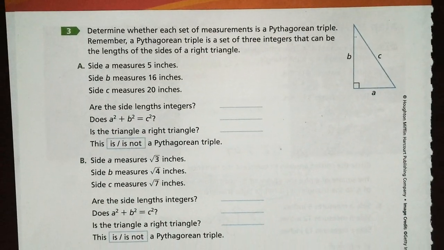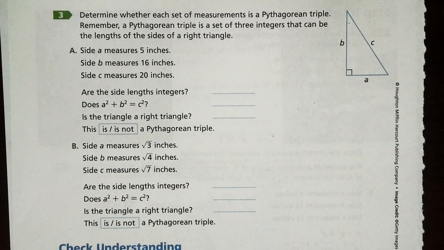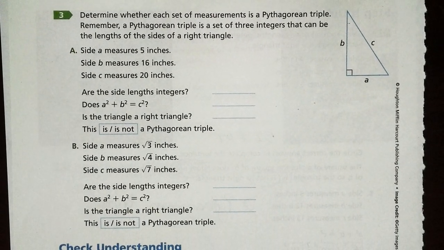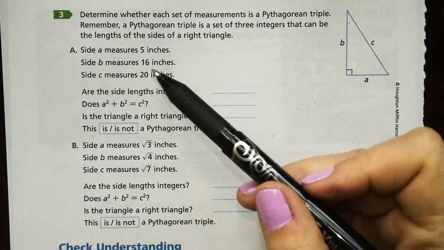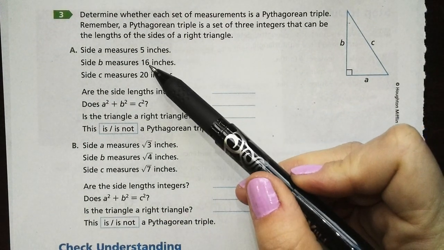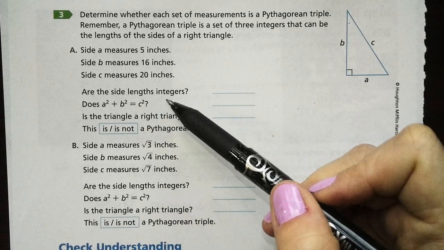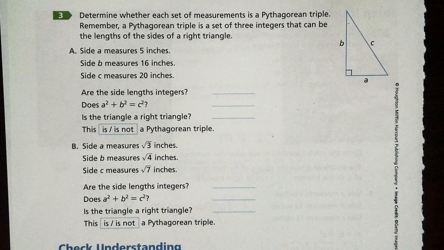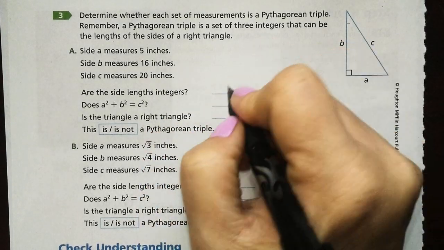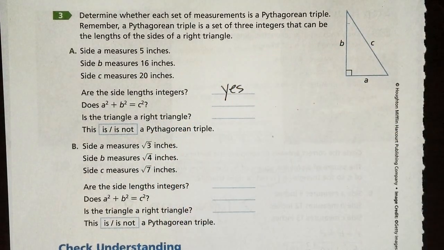All right, so moving on. Now they're asking us a few more questions, but we're still doing the same thing. They just don't have the little boxes for us to fill in. So they give us our measurements. We have 5 inches, 16 inches, and 20 inches. Are the side lengths integers? So the definition of an integer is a positive or negative whole number. Well, since we're dealing with measurements, they would always be positive. Since these are whole numbers, then yes, they are integers.